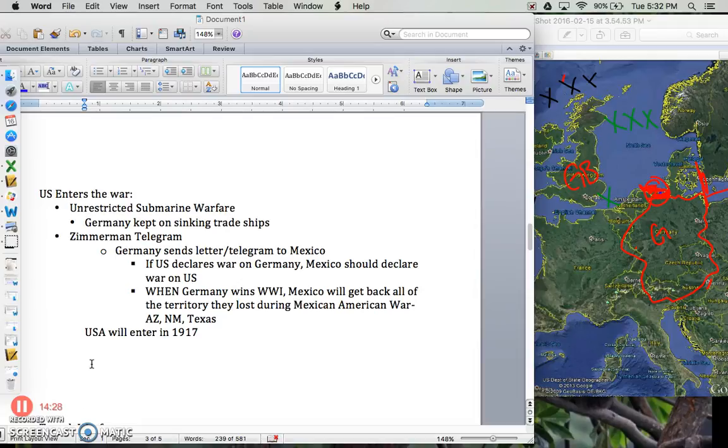And then the Zimmermann Telegram comes about, where they tell Mexico to declare war on the United States, to distract the United States if they declare war on Germany. Because Germany knows they're poking the bear and they're making us mad. And they knew it was eventually going to happen, the United States is going to declare war on Germany. So they want Mexico in there to distract us. And when Germany wins, they're going to give all the land back they lost in the Mexican-American War. And that's not going to be okay with the United States, and we're going to enter in 1917.